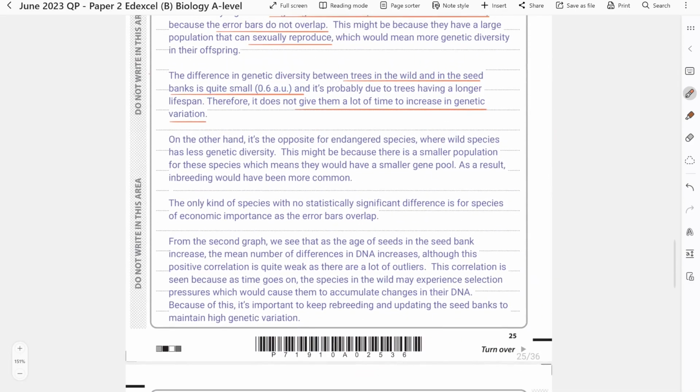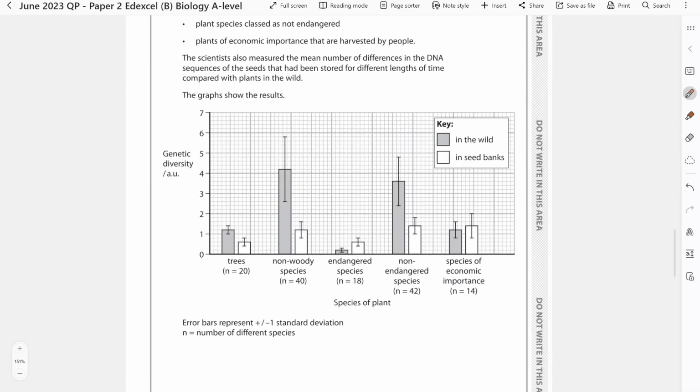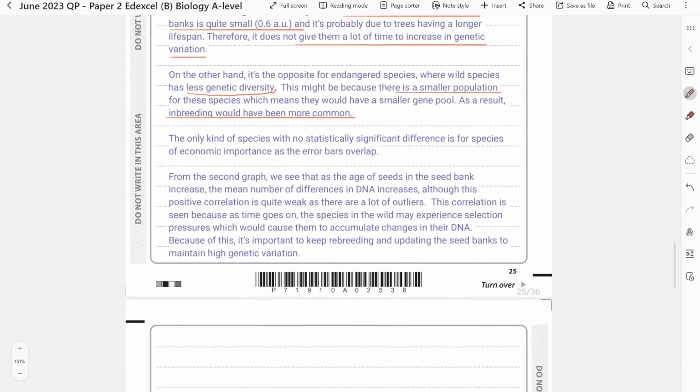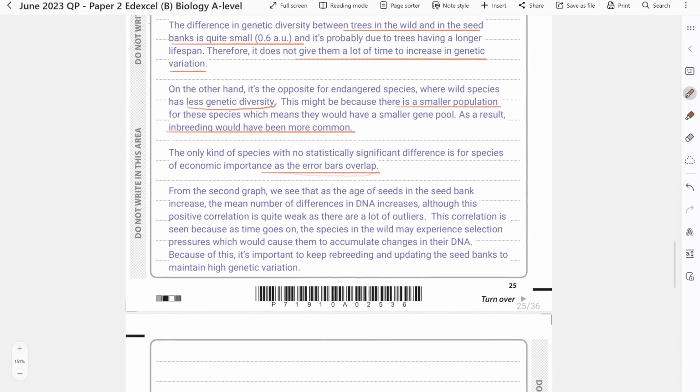So then this is what I wrote. On the other hand, it's the opposite for endangered species, where it has less genetic diversity. That could be because there is a small population and there would have been more inbreeding, and you'd have a smaller gene pool as a result. Okay, I also mentioned how for species of economic importance, there is a difference, but that difference is not statistically significant because the error bars are overlapping. Okay, so that's what I wrote here.